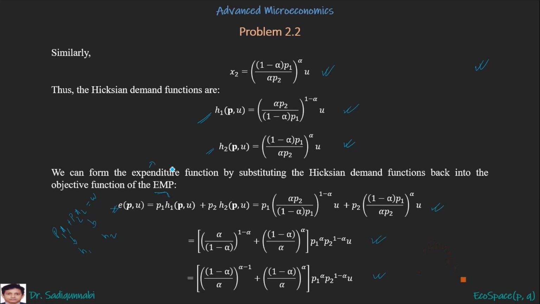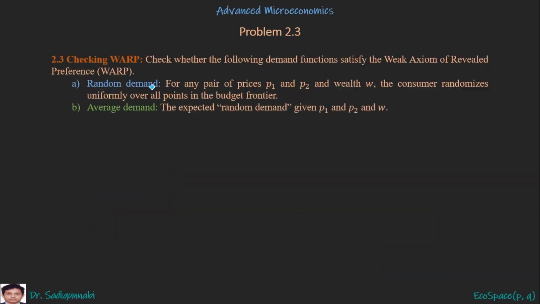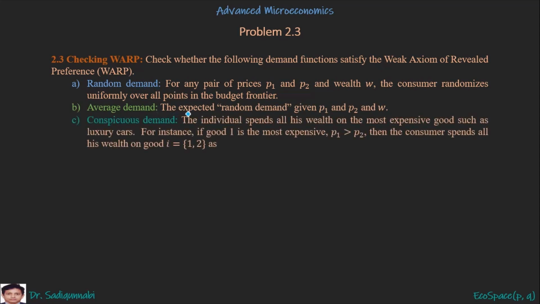Now problem 2.3, checking WARP. We have three demands: random demand, average demand, and conspicuous demand, and we are going to see whether they satisfy WARP. So let's move to the solution.